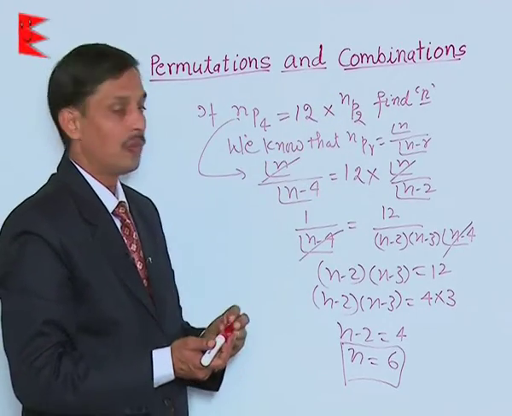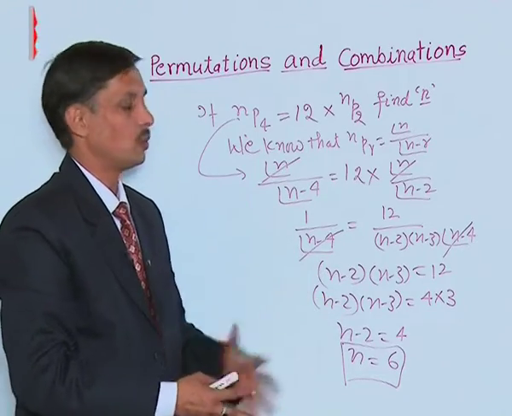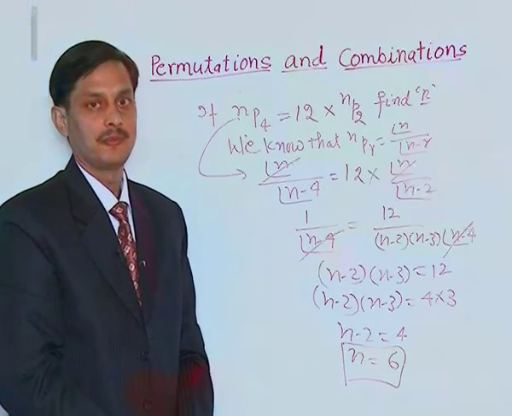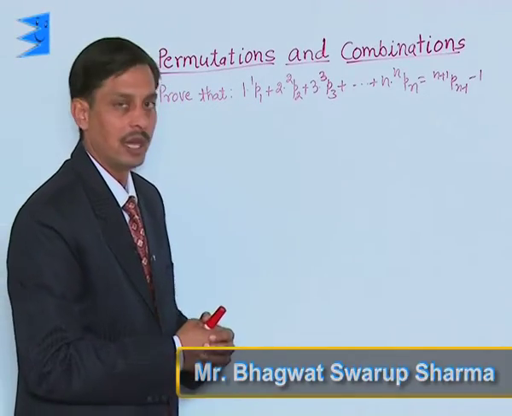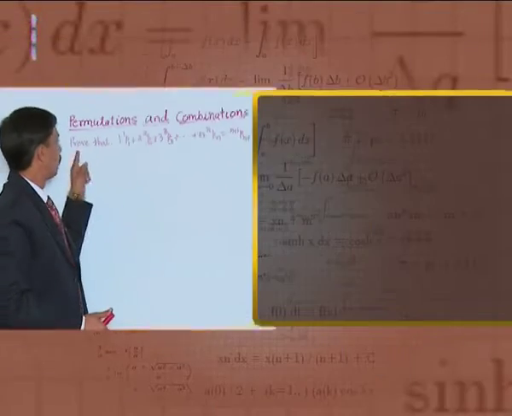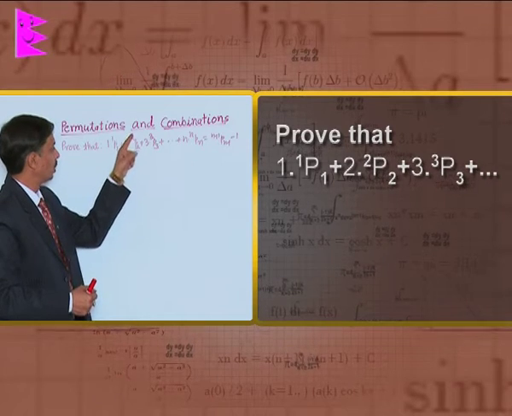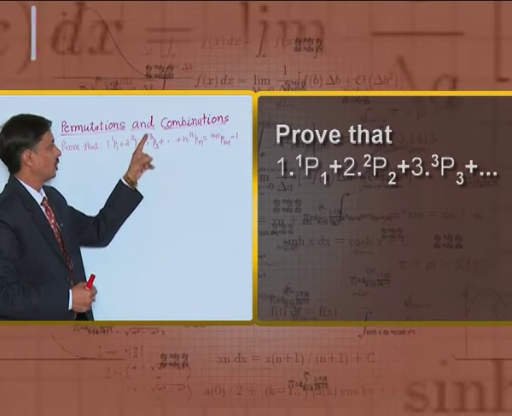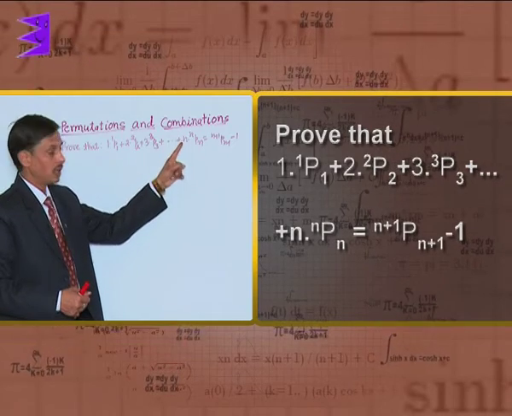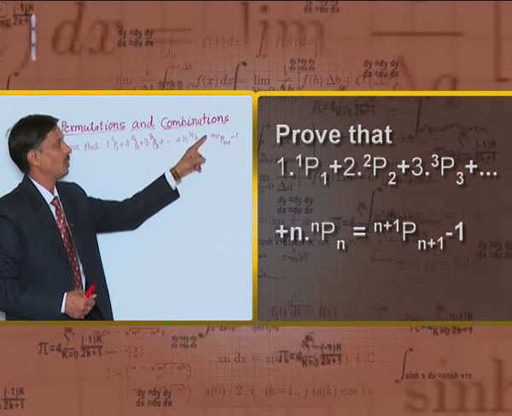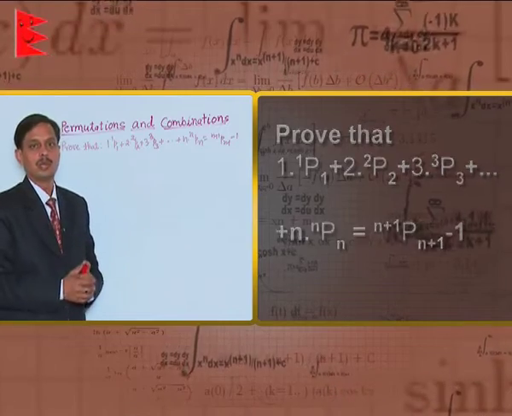So this kind of application is very much possible to be asked in different problems. Now I am taking one more problem related to the formula of nPr. Prove that 1 into 1P1 plus 2 into 2P2 plus 3 into 3P3 plus dot dot dot up to n into nPn equals (n plus 1)P(n plus 1) minus 1.